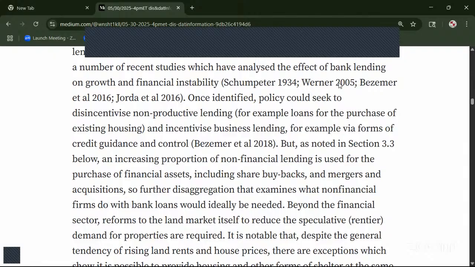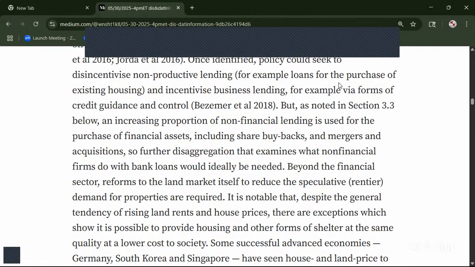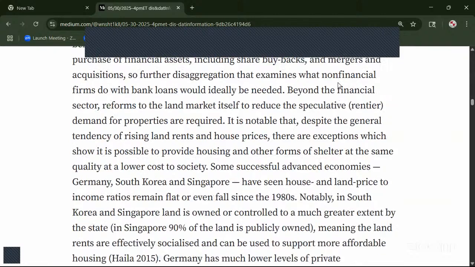Beyond the financial sector, reforms to the land market itself to reduce the speculative, that is, the rentier demand for properties are required. It is notable that despite the general tendency of rising land rents and house prices, there are exceptions which show that it is possible to provide housing and other forms of shelter at the same quality at a lower cost to society. Some successful advanced economies, Germany, South Korea, and Singapore, have seen house and land price to income ratios remain flat or even fall since the 1980s.